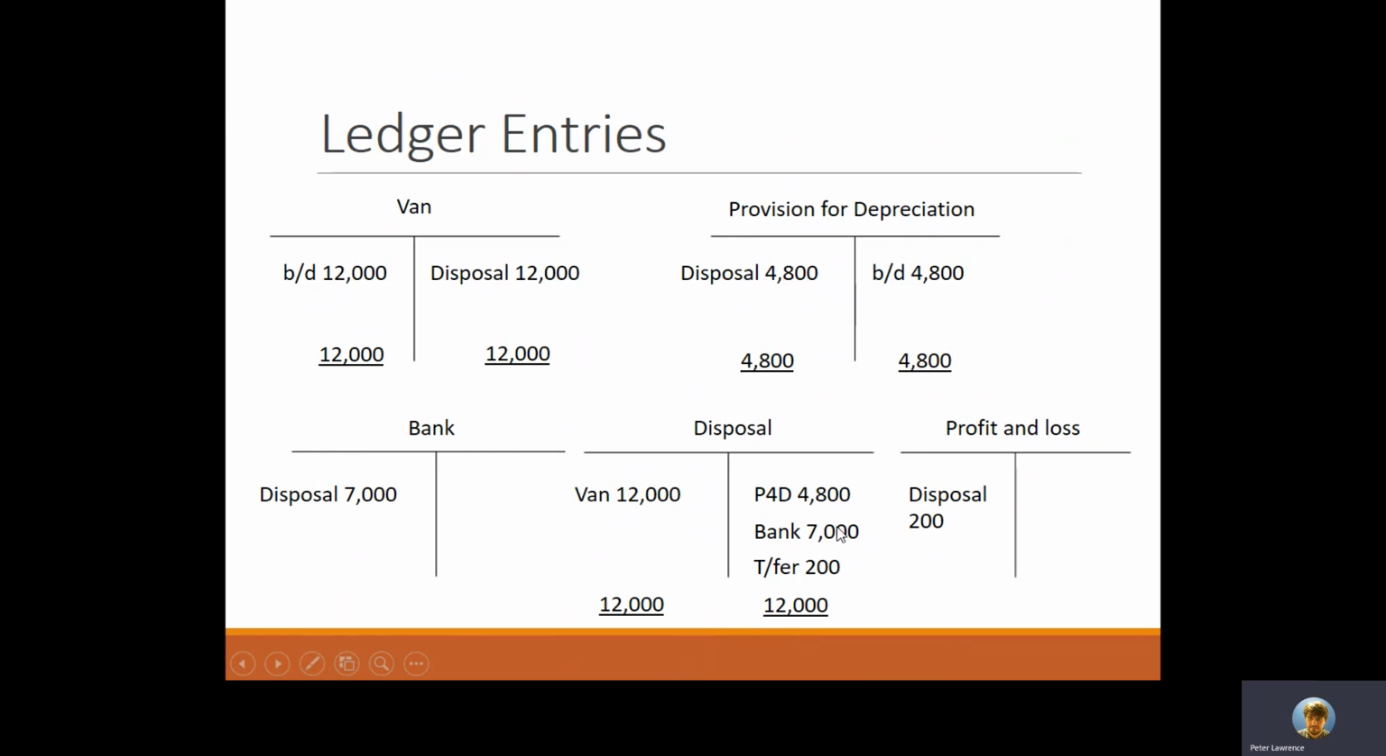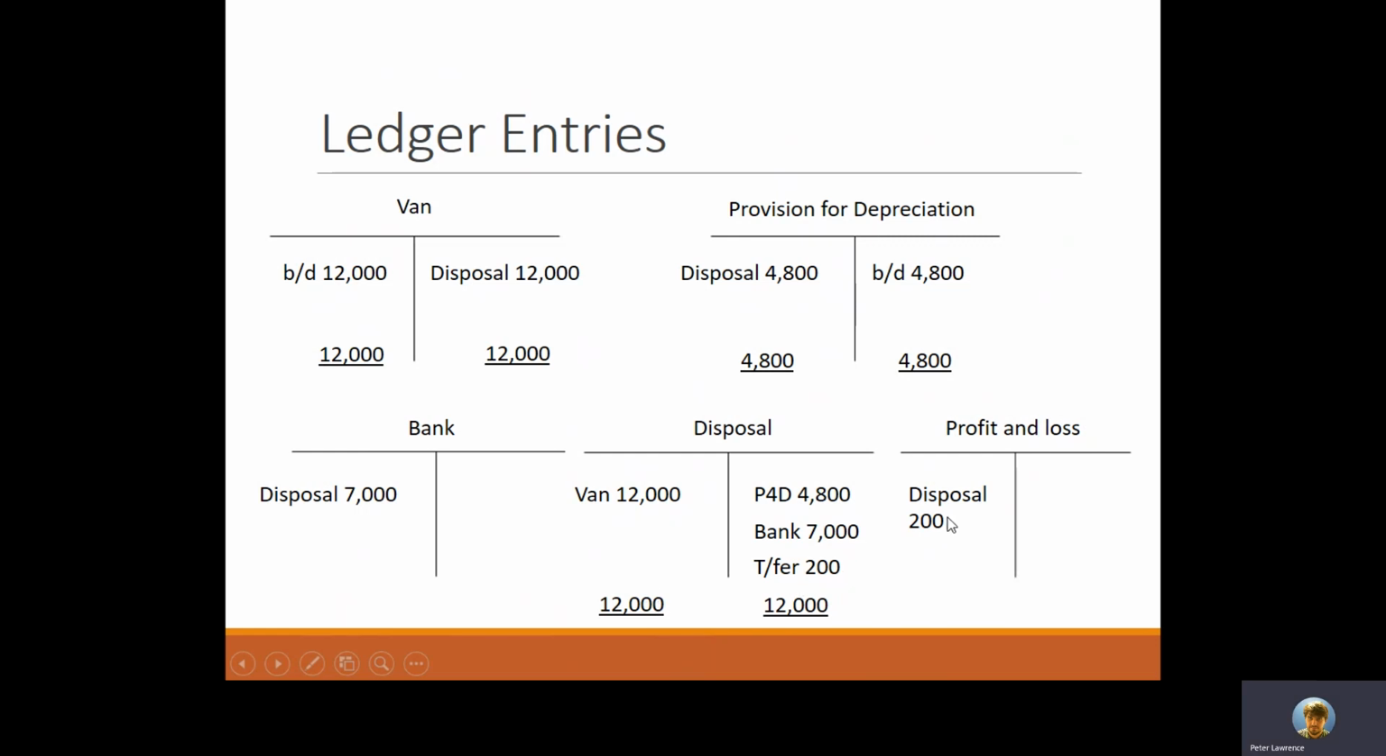Then we'll record the money coming in. We've received £7,000 for the asset, and we'll put that to the credit of the disposal account. Now, when we balance the disposal account off, we end up with a balancing figure of £200.